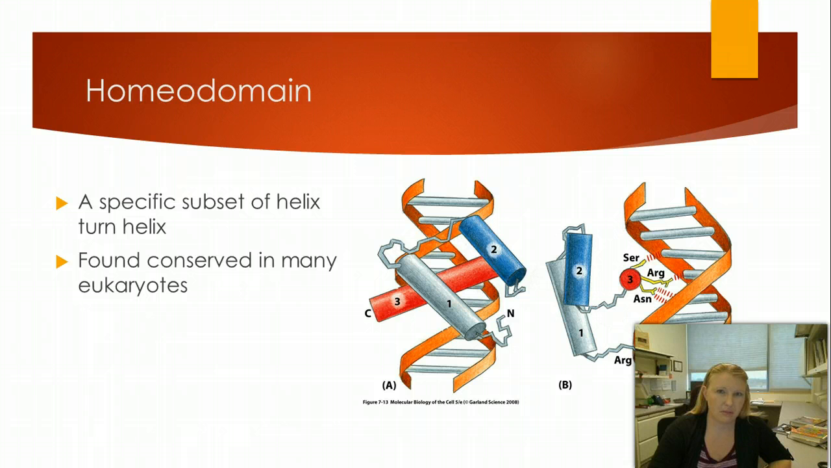This is a pretty popular example. But once again, remember, just because we see these 3 alpha helices doesn't mean that the greater protein as a whole does not exist. It's just that this is the homeodomain within the greater protein. So just make sure you understand that.